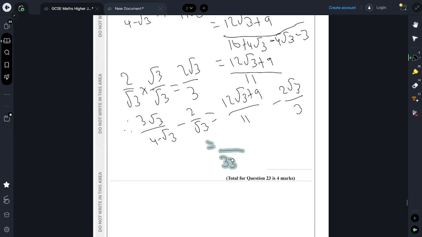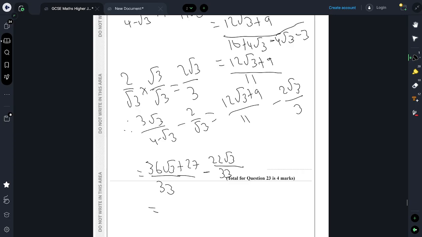I'm going to bring it over here actually. So make both of these fractions out of 33. So how do we get 33 here? Well, we're going to have to times top and bottom by 3. So 12 times 3 is going to be 36 root 3 plus 9 times 3 is going to be 27, minus this. So to get 3 to 33 we're going to times by 11. So note we times by the opposite denominator. So times the top and bottom by 11 here. 2 times 11 is going to be 22 root 3 over 33.